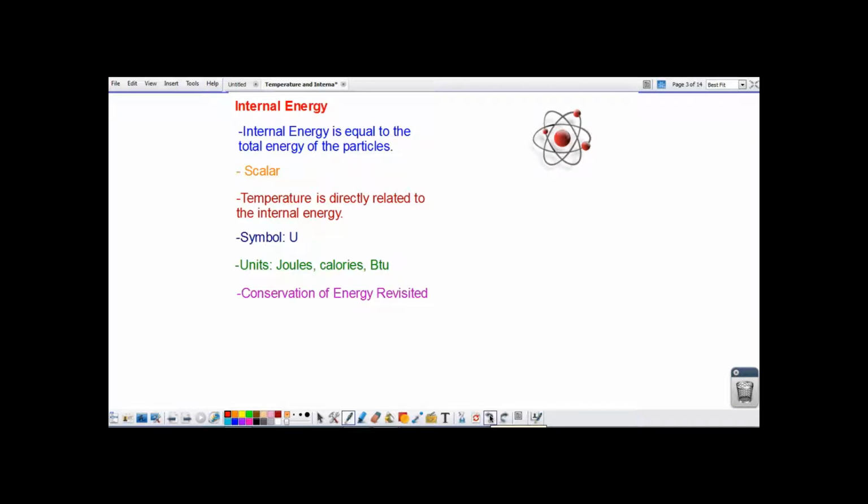Temperature is a measure of the average, and internal energy is the total energy of all the particles added up. So the energy of particle 1 plus the energy of particle 2 plus the energy of particle 3, plus however many particles you have inside your object that are moving around. Internal energy is a scalar. It does not have a direction.